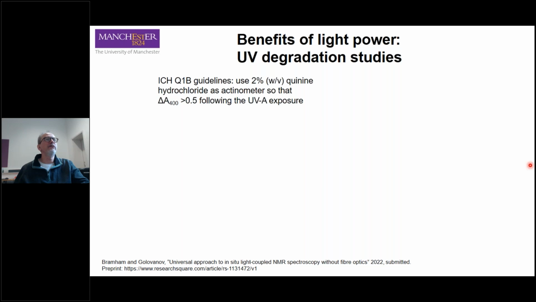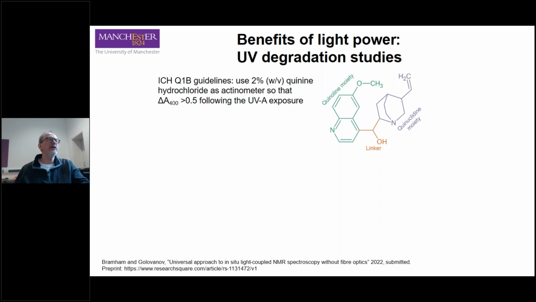The International Council for Harmonization of Technical Requirements for Pharmaceuticals for Human Use, or ICH for short, has Q1B guidelines that describe the light dosage required for photostability testing. To benchmark the dosage, the guidelines suggest using 2% quinine as an actinometric system, with the prescribed dosage corresponding to a greater than 0.5 increase in light absorbance at 400 nanometers following this UVA exposure.